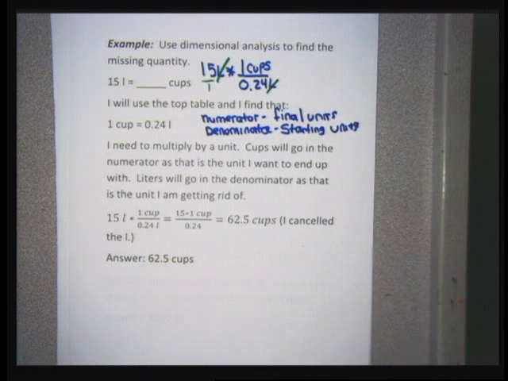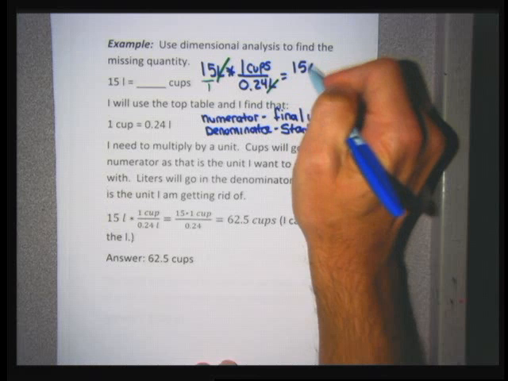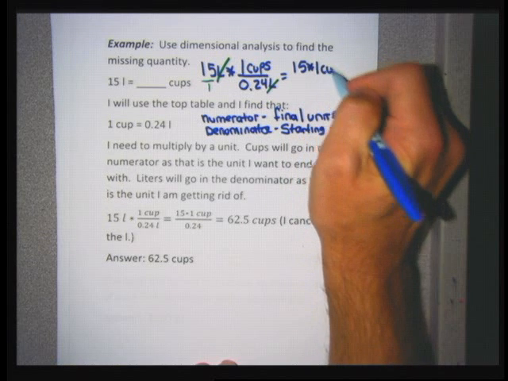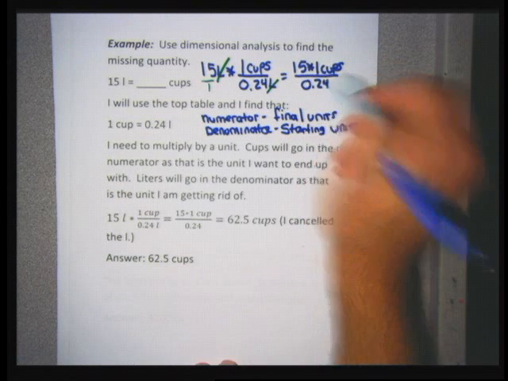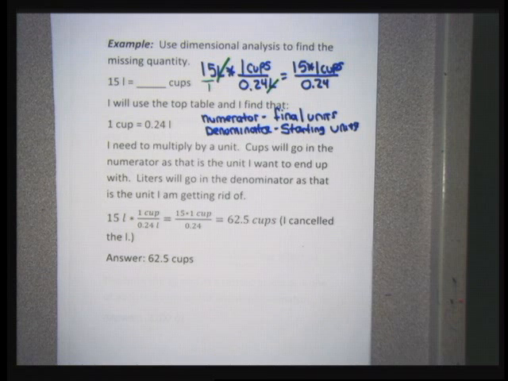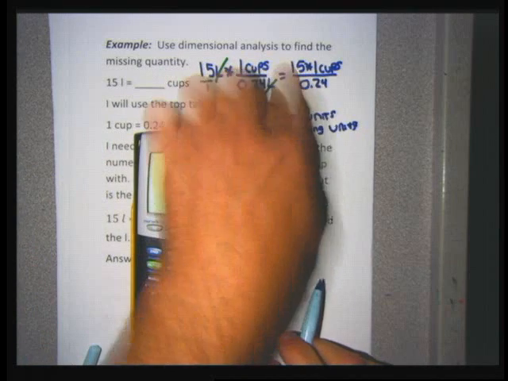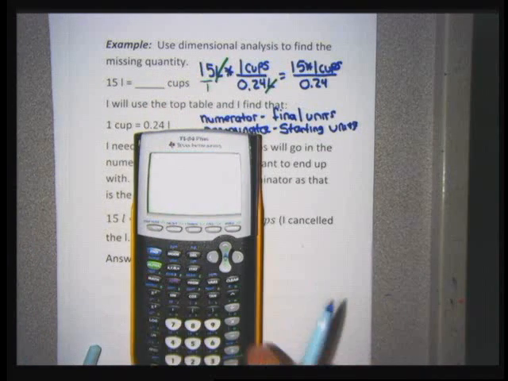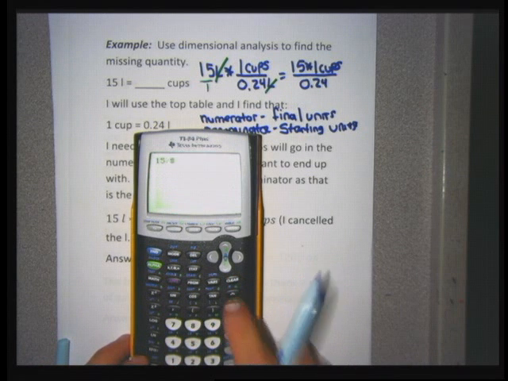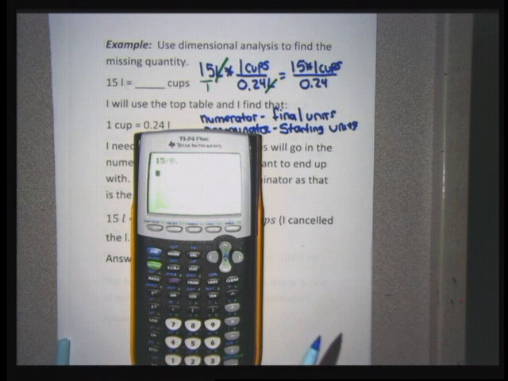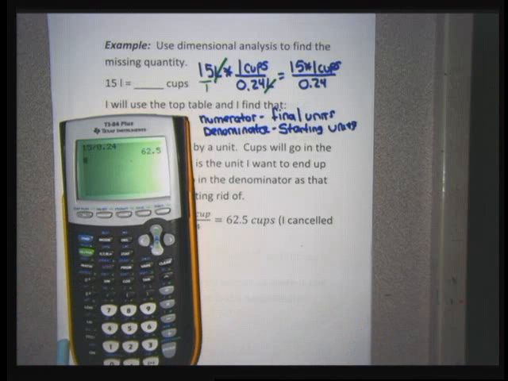And now I'm going to multiply what's left. What's left in the numerator is 15 times 1. And then I still have the units cups, and in the denominator my units are gone and I have 0.024 and no units. So now I just need to simplify that. To simplify that, I'm just going to go 15 divided by 0.024, because 15 times 1 is 15. So when I turn my calculator on, I'm going to go 15 divided by 0.024, and that gives me 62.5. You can't see that, but if you could see that, it would say 62.5.